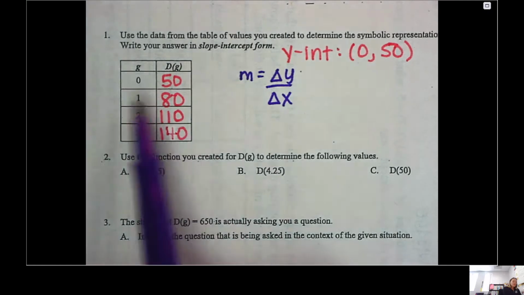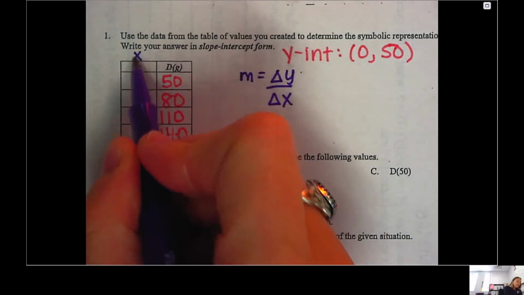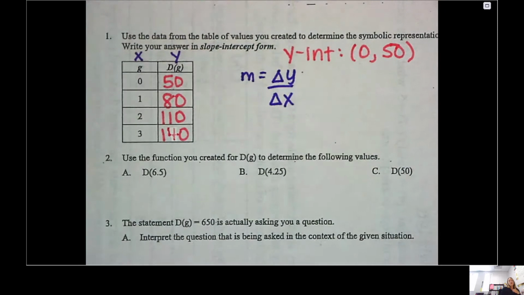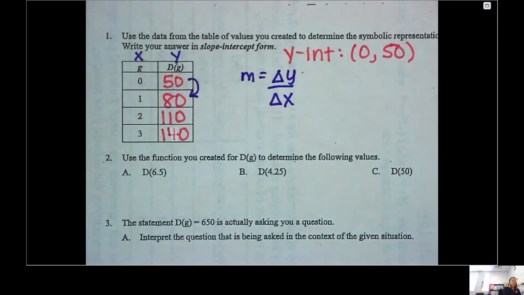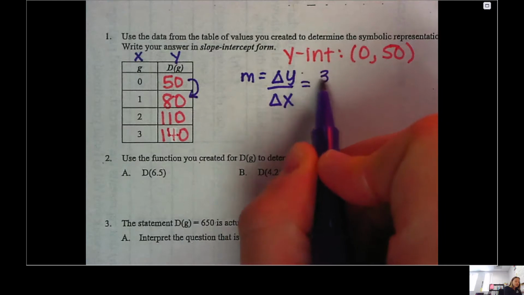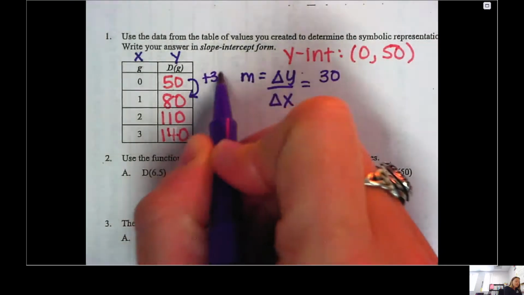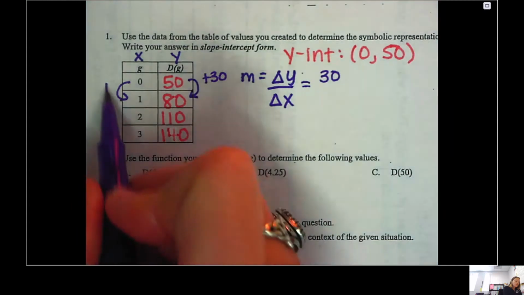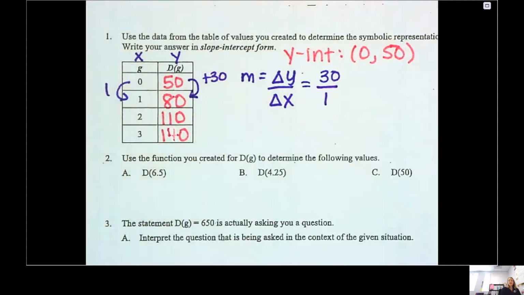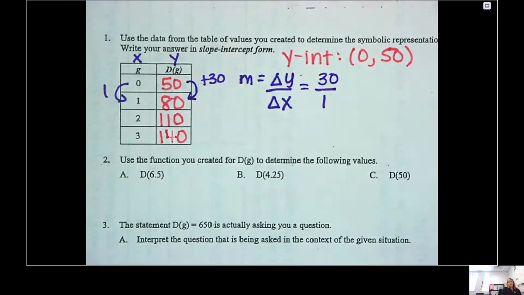So in a function, this part's my input, that's my x value. The second one is my y value. We just write it differently. We write it as a function. So if you're looking at your y values, how are they changing? How do you get from 50 to 80? What did we do? 30. Added 30. So there's my y value. And then how do you get from 0 to 1? 1. So your slope is 30 over 1. Or you can just write it as 30.